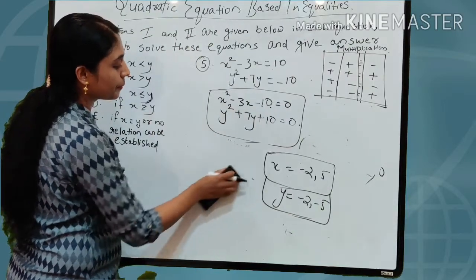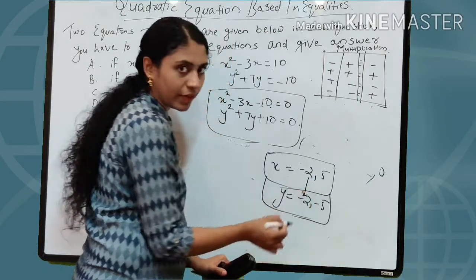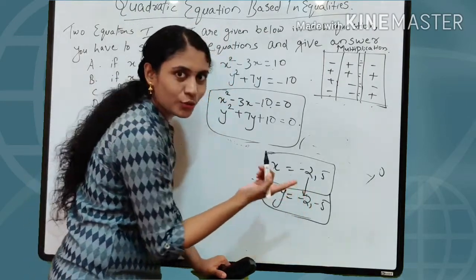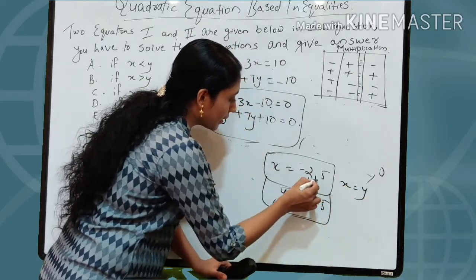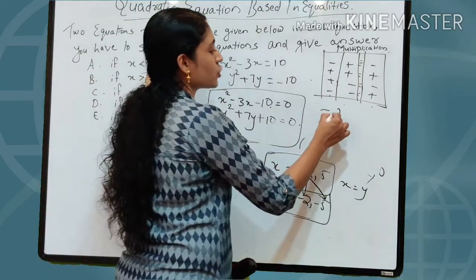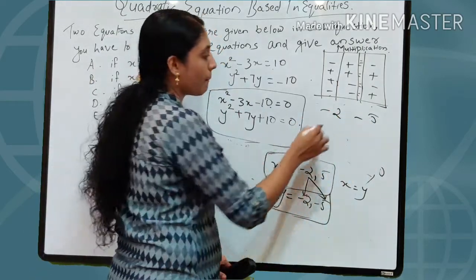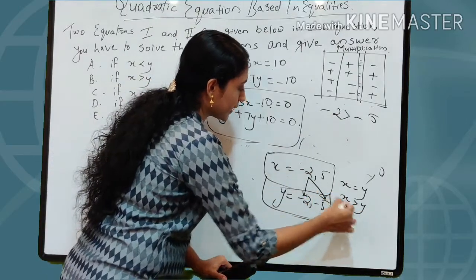How can we compare? When we compare minus 2 with the y values. First, minus 2 and minus 2 are equal, x is equal to y, right? When we compare minus 2 with minus 5, which one is greater? Minus 2 is greater. That means x is greater than y.